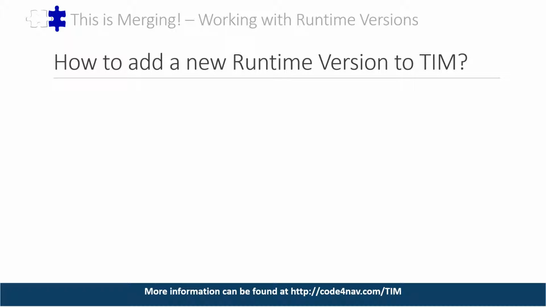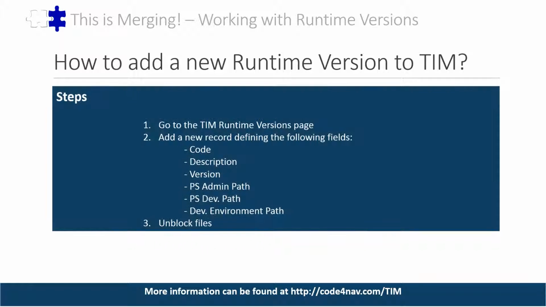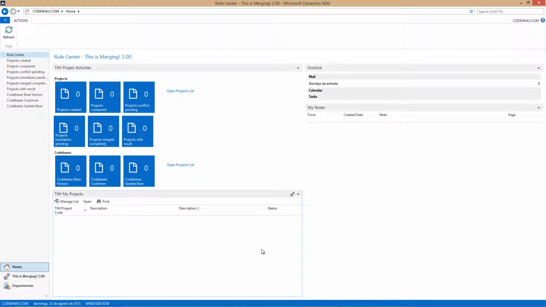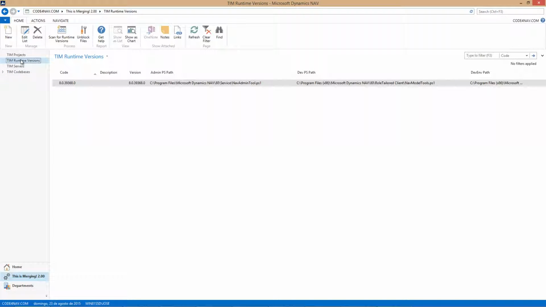The steps we must follow to add a new runtime version are to go to the TIM runtime versions page, to add a new record defining the mandatory fields, and optionally unblocking the files when needed. Let's see the process. For that, I will first open the RTC client. And once it's open, I will go to This is Merging, TIM runtime versions. In my case, I already added a runtime version.